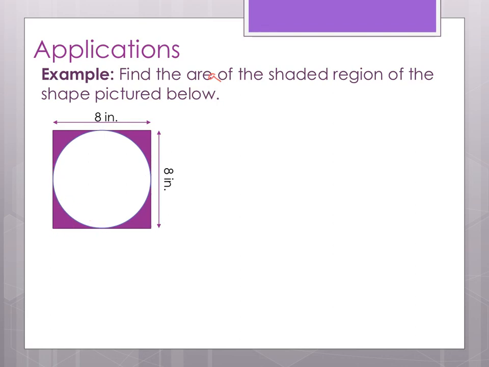So the area of a square, recall, is the side length squared. So our side length here is 8 squared, and 8 squared is going to be 64 inches squared. So that's the total area of the square. And now we need to subtract the area of our circle.